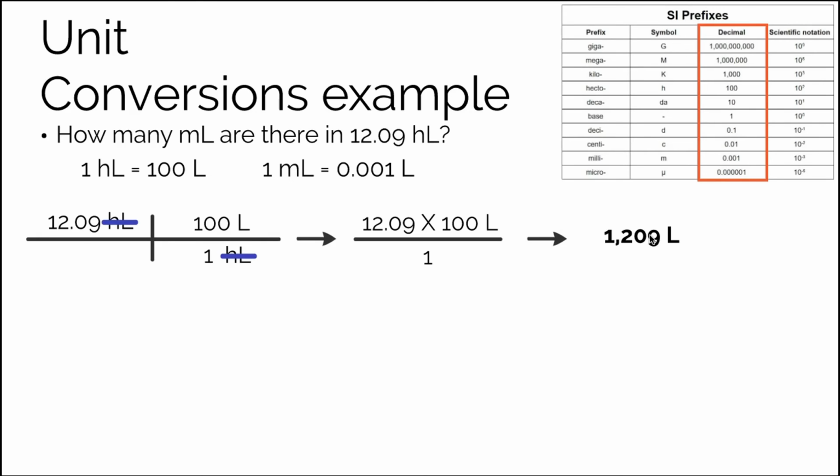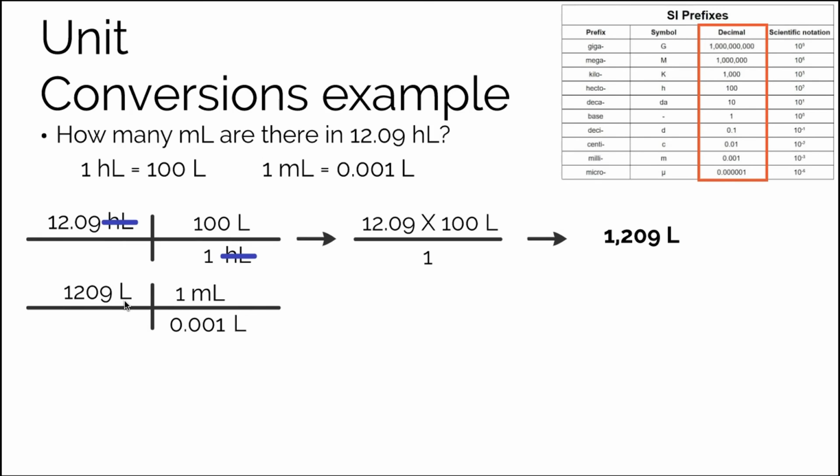So now let's go ahead and take the same result that we just got and set it up in a new table. In this case, 1,209 liters is our starting point. And same thing, you'll take this unit, shift it over to the bottom right, and use your new conversion factor to set it up in a way that you have one of these on the bottom and the other one on the top. So in this case, we can set liters on the bottom, so 0.001 liters is equal to 1 milliliter on the top.